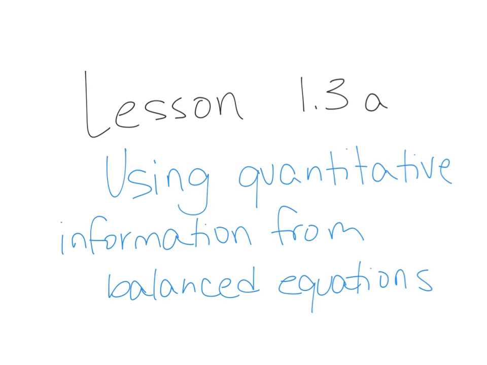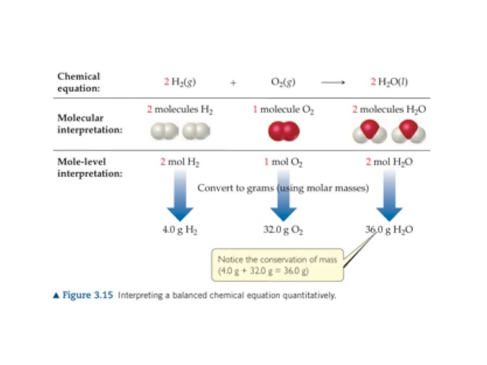Hello. Today we're going to talk about using quantitative information from balanced equations. You know this as stoichiometry, I think. So here we have a chemical equation. It is 2 hydrogen plus 1 oxygen makes 2 water molecules. Let's talk about how we can interpret this equation briefly.